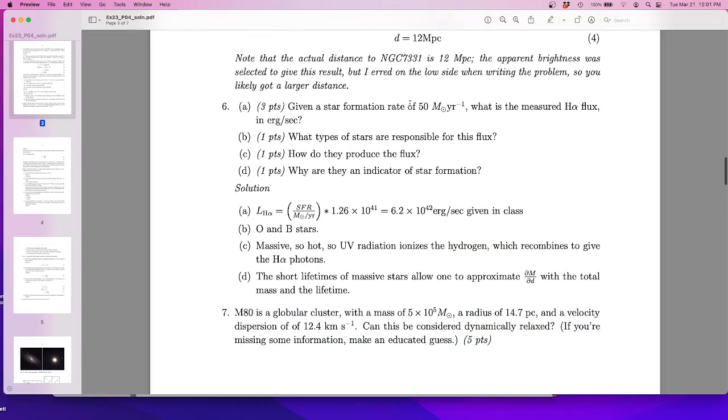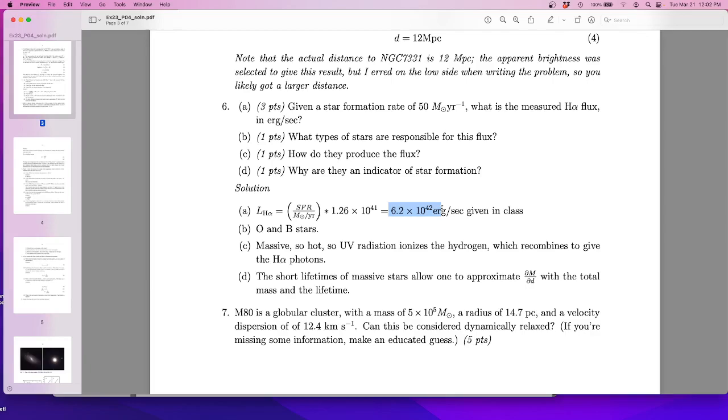Star formation rate of 50 solar masses per year. What's the measured H alpha flux? It's just this math. So you should get 6.2 times 10 to the 42 ergs per second. You just drop 50 into there and multiply by this other number. It's really straightforward. What kind of stars are responsible for all of this flux? O stars, the big fat O stars.